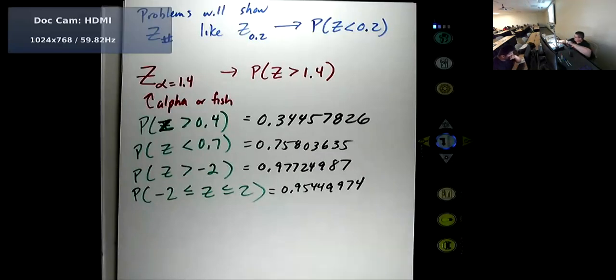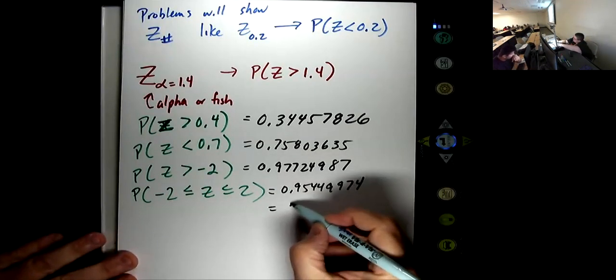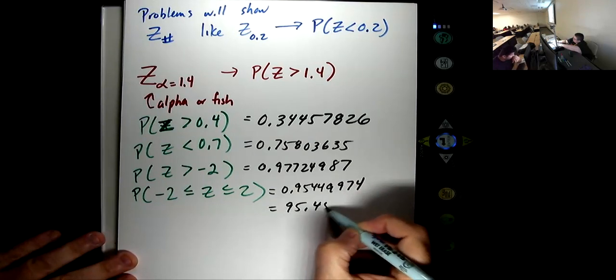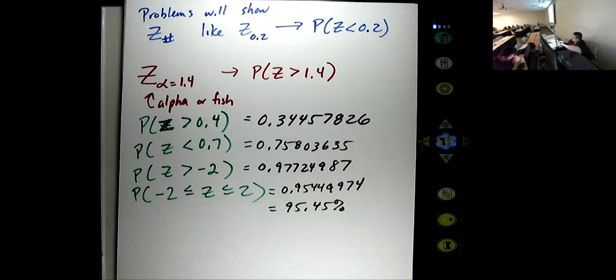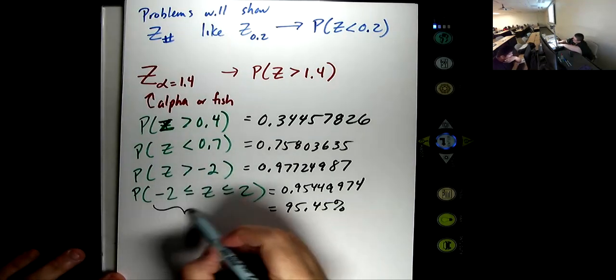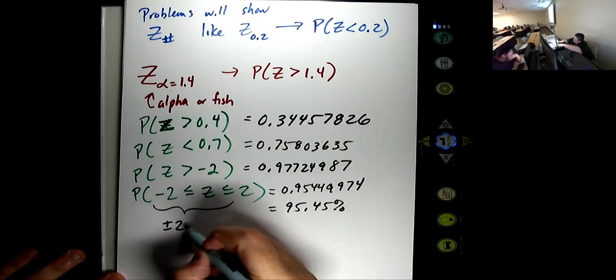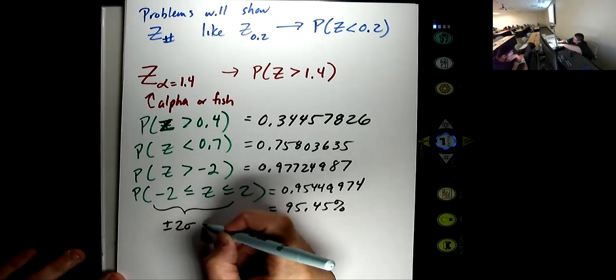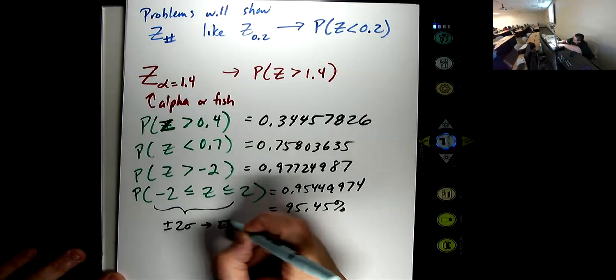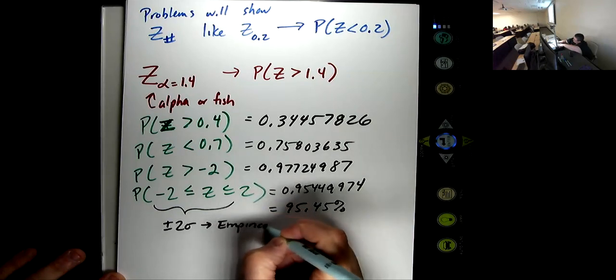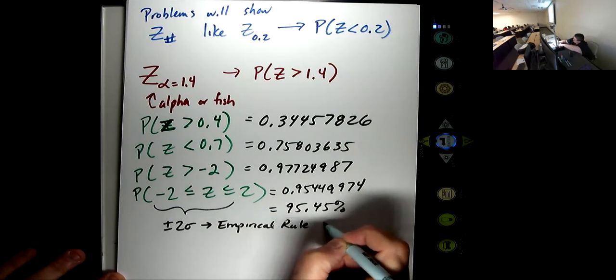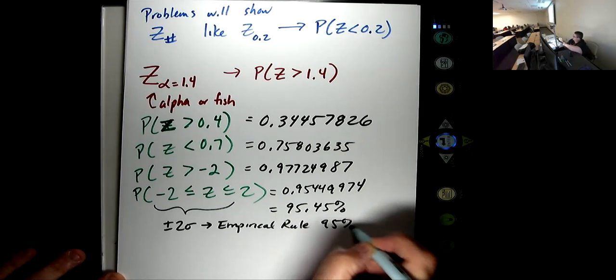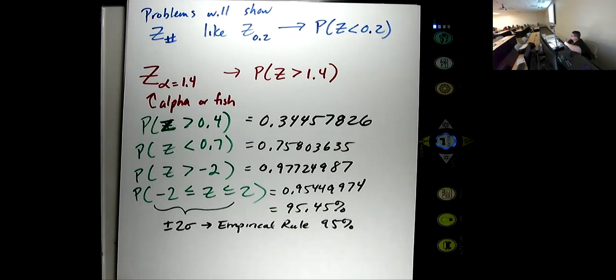So if I write this as a percent with 2 decimal places, it's 95.45%. On the z-score, though, this is plus or minus 2 deviations. So the empirical rule would say 95%. Again, it's close, but it's not identical.